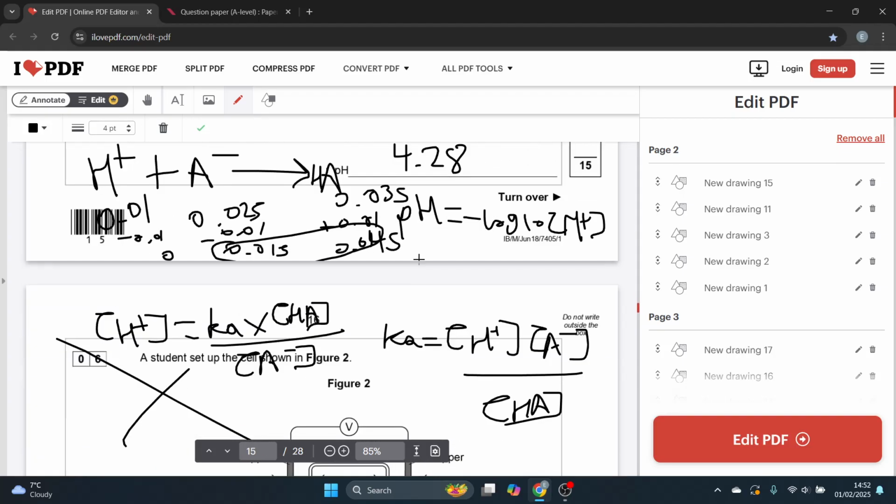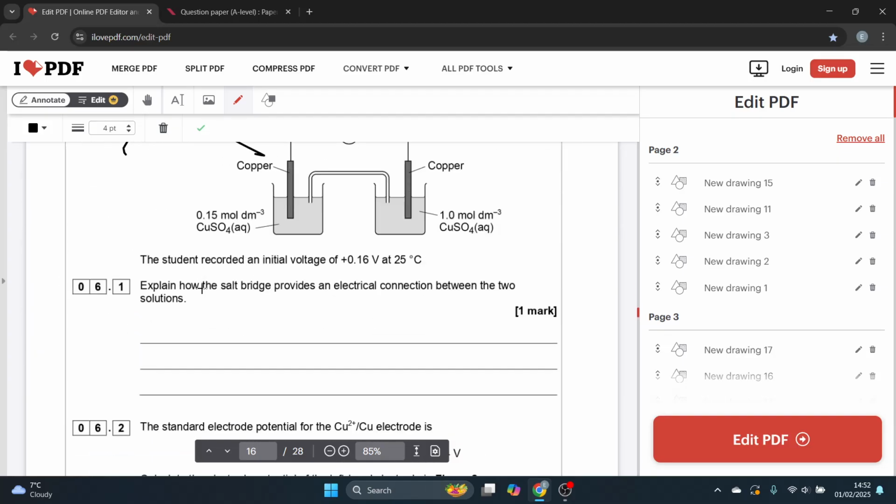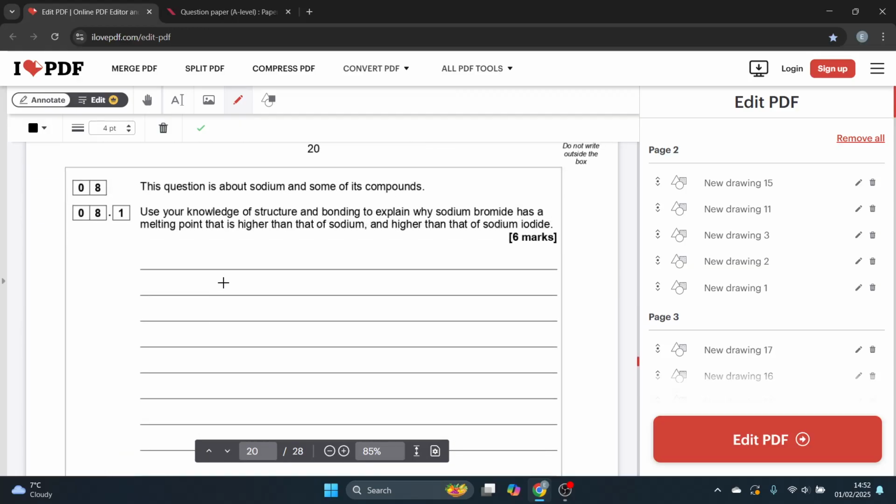1.76 times 10 to the power minus 5 times HA 0.045 divided by 0.015. That's H plus, minus log 10 of my answer. Yeah, 4.28. So yeah, that was a mistake I made. Obviously the volumes will cancel out anyway. Question not 7. Question 8.